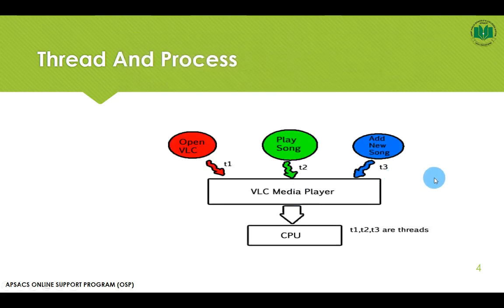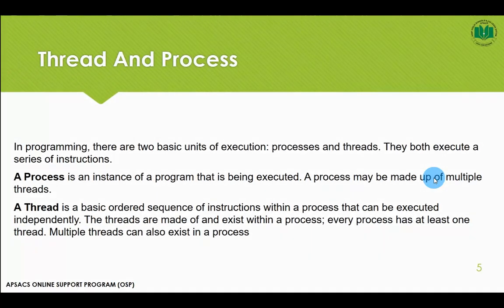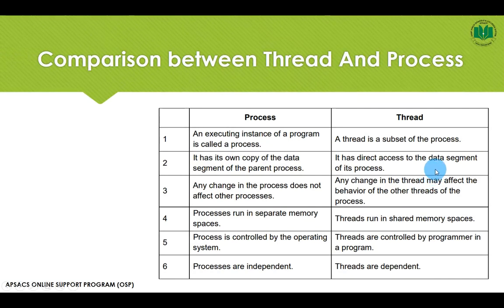Now let's go further. There is a difference between a process and a thread. A process is an executed instance of a program. A thread is a subset of the process. This is a simple definition, but there are many technical differences. A process has its own copy of data and segment, and all the data and space is owned by the process as a whole. It has direct access to the data segment of a process.